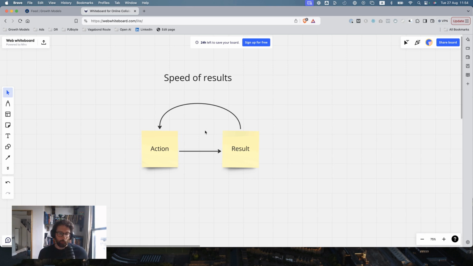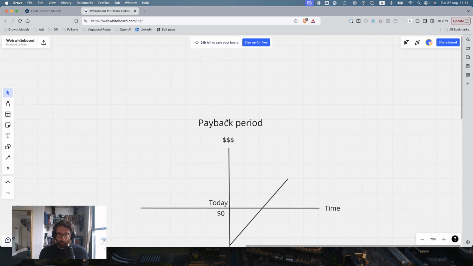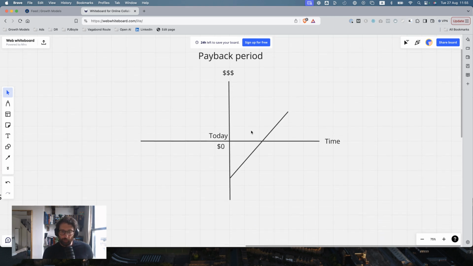And that's the core thing. We want to buy customers because customers give you money back. So the key thing here is to think about the payback period, right? And I'll explain this in terms of paid and organic.